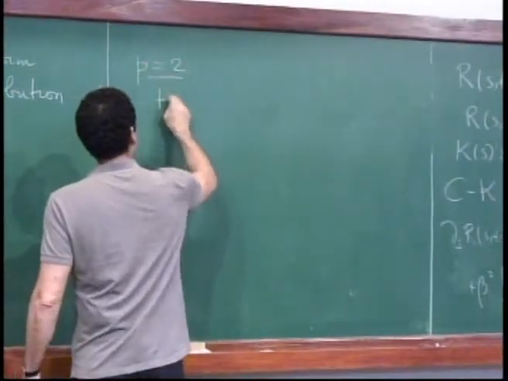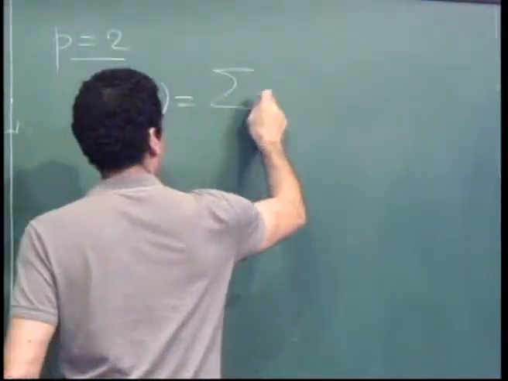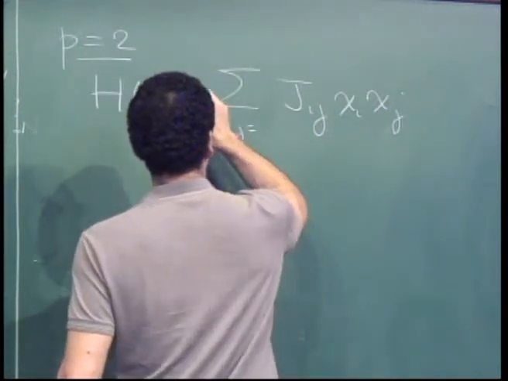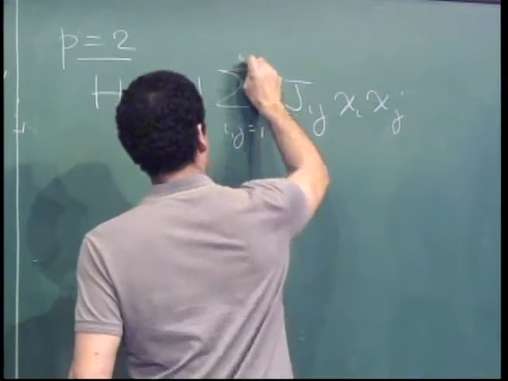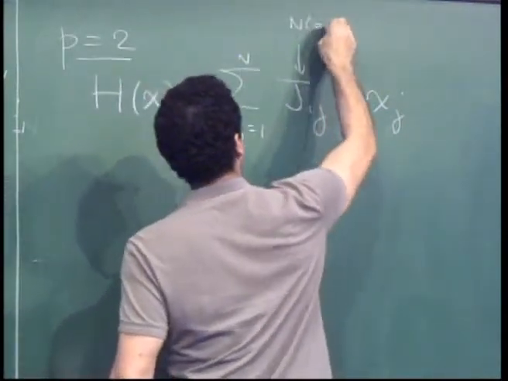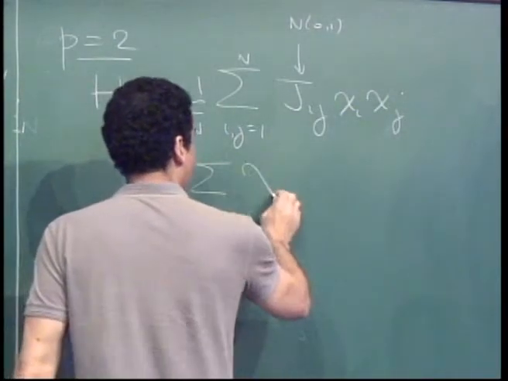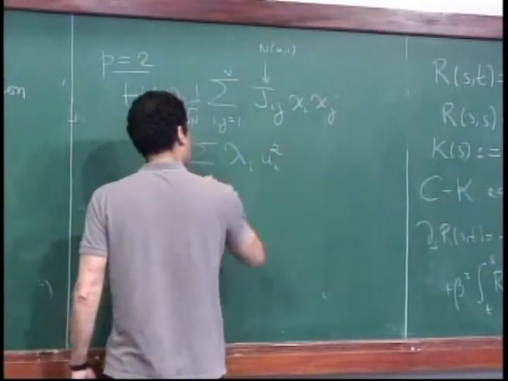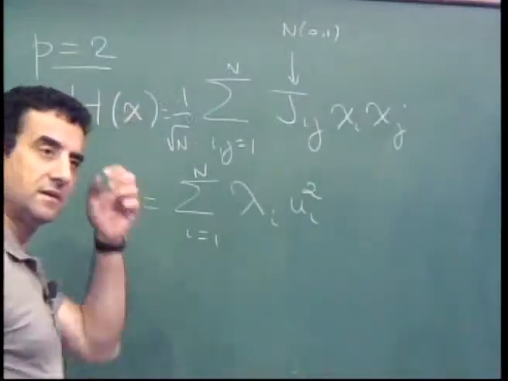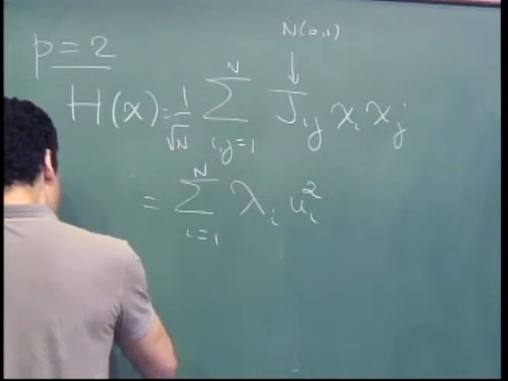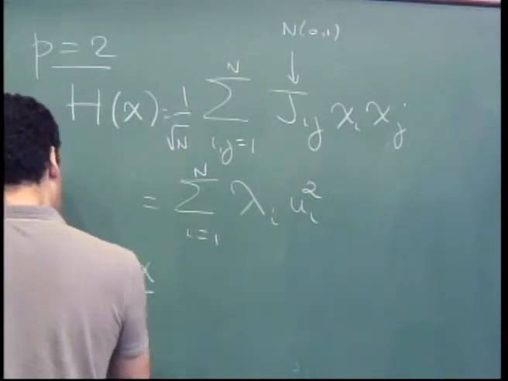When p equals 2, remember, the Hamiltonian is simply this. And these guys are 1 over square root of n, and these guys are IID N(0,1) above the diagonal, let's say, or symmetric, if you will. So this is a quadratic form. So of course you can diagonalize it. You can write this as sum of lambda i u_i squared, where the vector u is some O times the vector x.